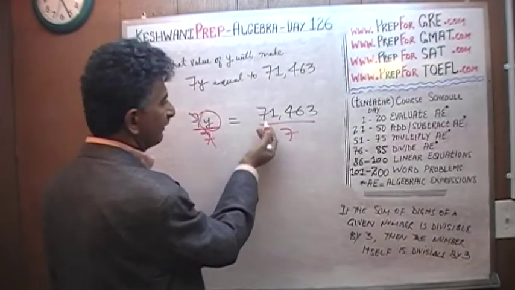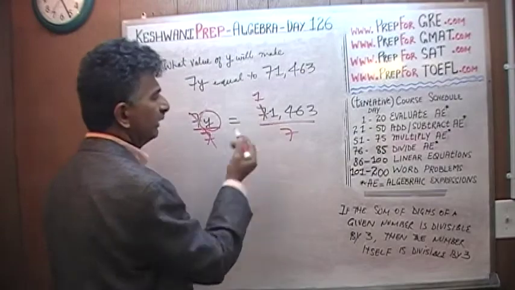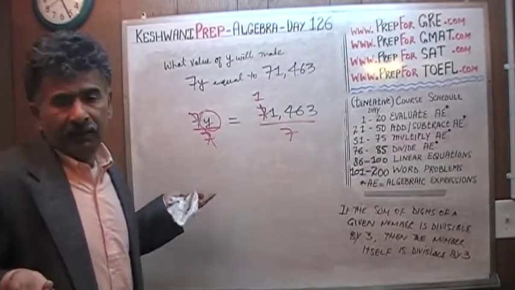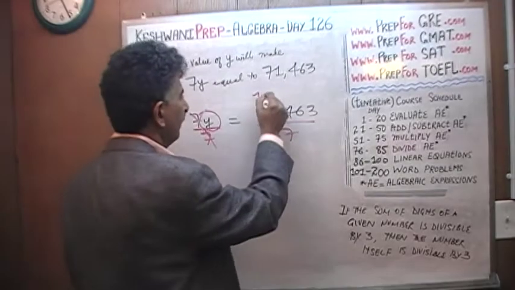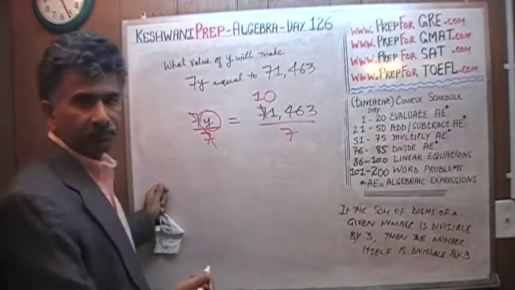Let's divide. How many 7's in a 7? 7 has only one 7. How many 7's in a 1? 1 doesn't have any 7, it's too small. It has 0 7's. That one goes and joins this guy, becomes 14.